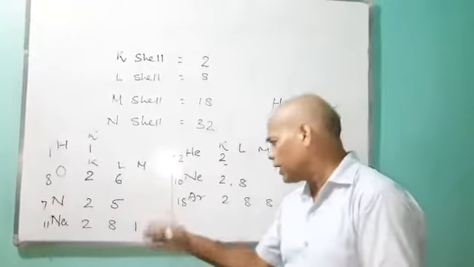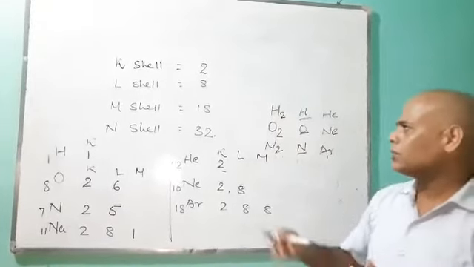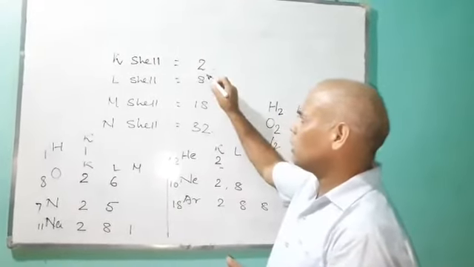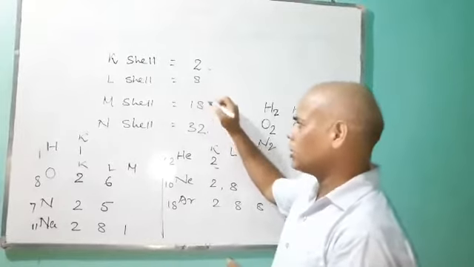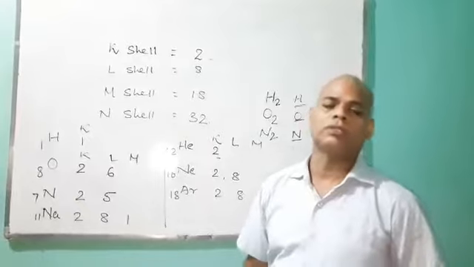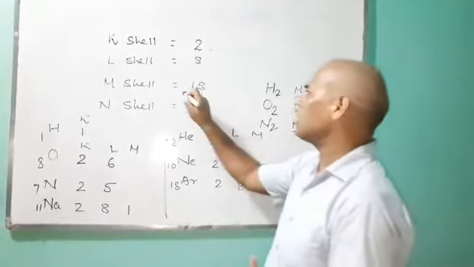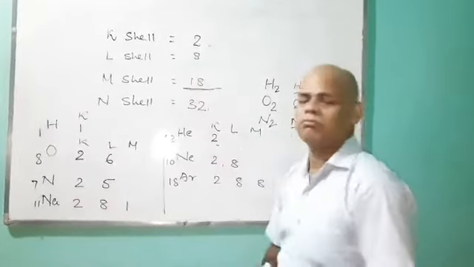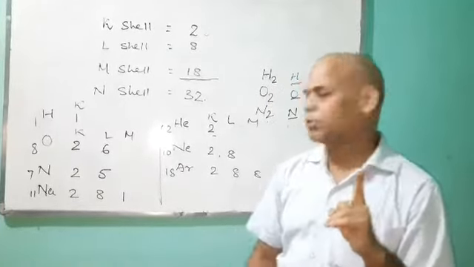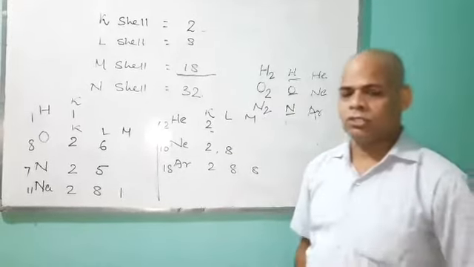Before I move on to this same topic again, let me tell you one more thing. Yesterday we talked about K cell accommodating a maximum of 2 electrons, L cell a maximum of 8 electrons, M cell a maximum of 18 electrons, and N cell 32. But there is a condition: if M cell becomes the outermost cell, M cannot accommodate more than 8 electrons because of the octet theory. This is called the octet.